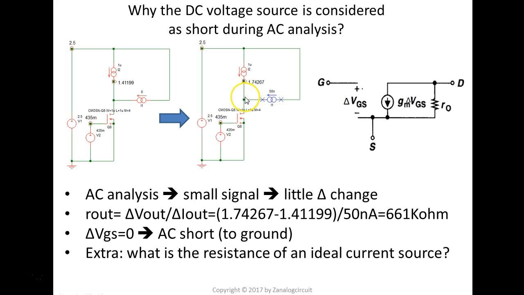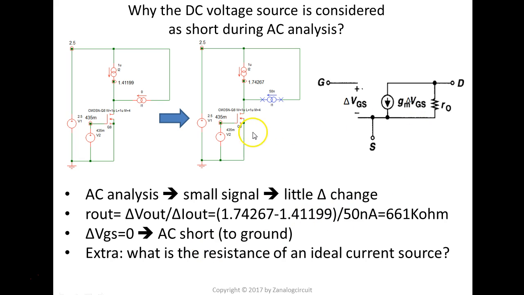Notice that during the whole calculation, we never changed the value of this VGS. It was 435 millivolts before, and now it's the same value. So the change of VGS, delta VGS, is 0 volts. In the AC analysis world, we call it an AC short to ground. This is not the true ground, but we just call it AC short because there's no change.